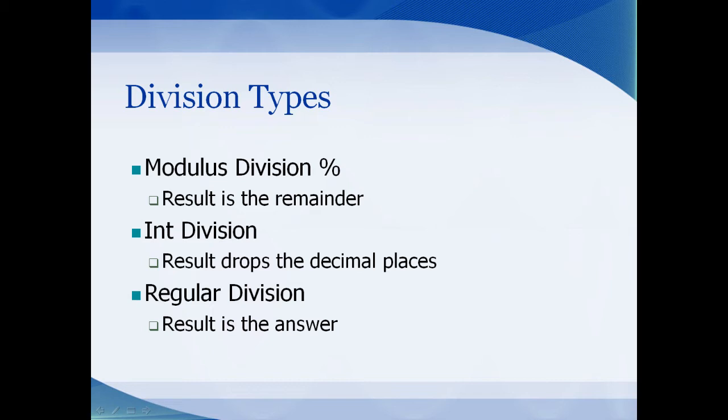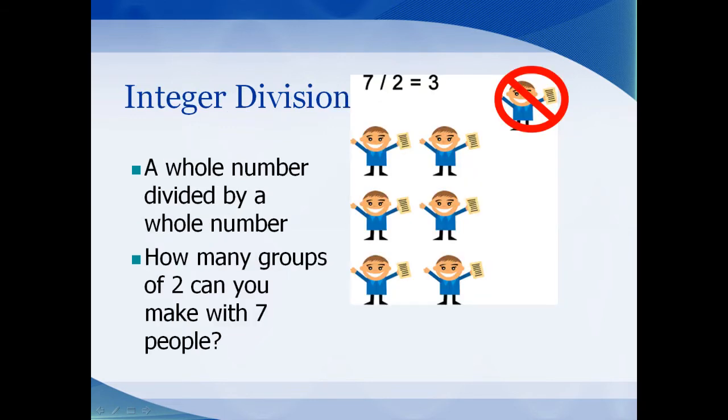Well, regular division is just what you're used to with a calculator. 1 divided by 2 would be 0.5, just like it should be. Here's an example of integer division. You have 7 people, and they each need a partner. How many groups of 2 can you make? Well, one's going to be left out, because there's an odd number, so only 3 groups. A whole number divided by a whole number chops off any decimal places.